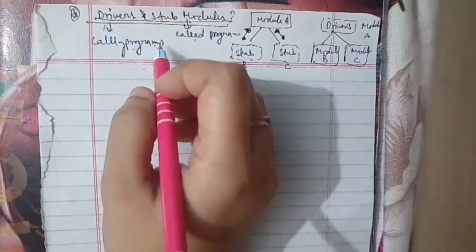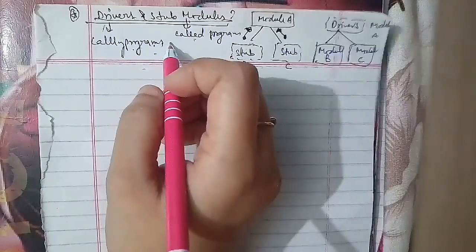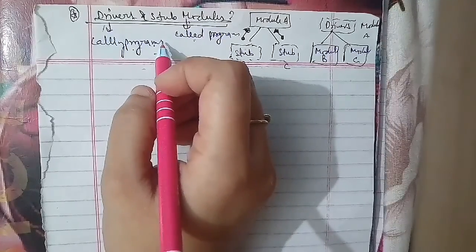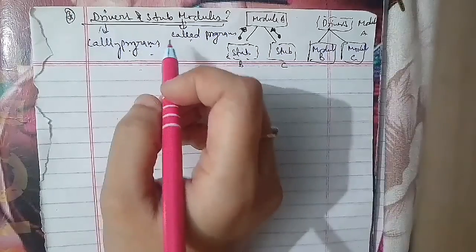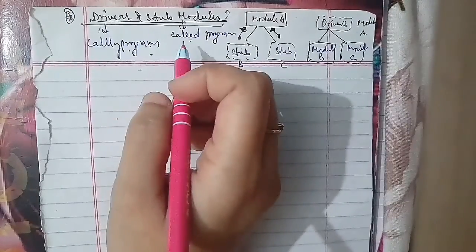On the same case, now consider another case. Suppose modules B and C are already ready, but module A, which calls module B and C, is not ready. Then in this situation, the developer will write a dummy piece for module A, and this dummy piece of code is called the driver module here.